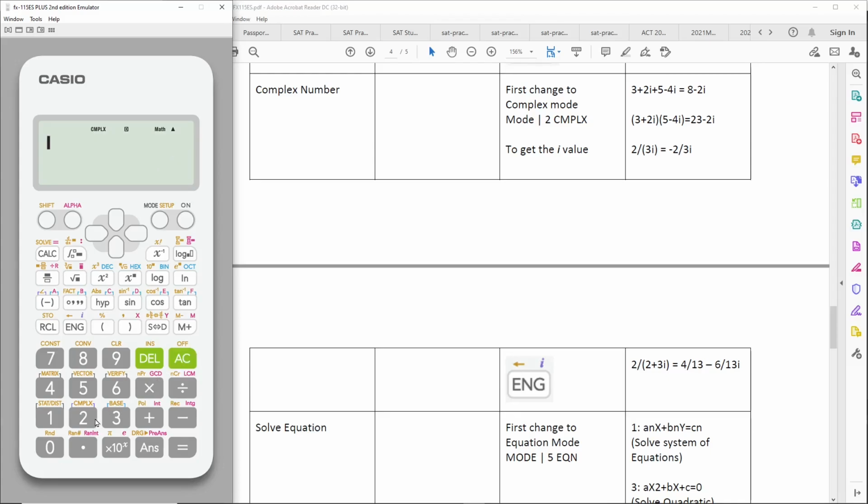Another case you can have is 2 divided by 2 plus 3i. Normally by hand, you would multiply the top and bottom by the conjugate, which would be 2 minus 3i. But on this calculator, you can just type it in and press equal, and it gives you the real and imaginary parts. So 4/13 minus 6/13 i. So doing this on the calculator would save you a lot of time dealing with complex numbers.